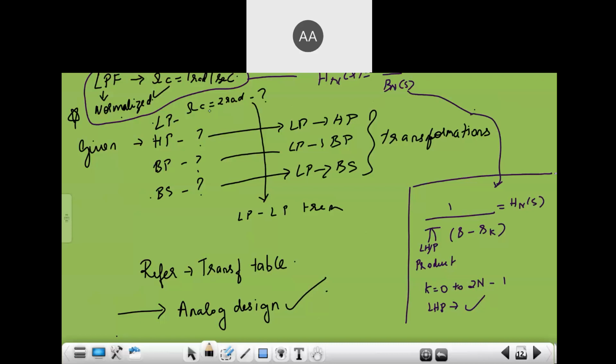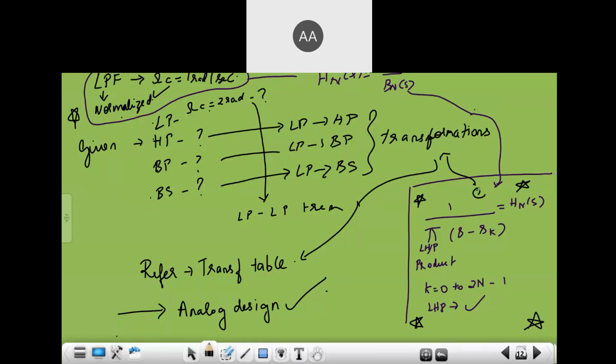So low pass to high pass, low pass to band pass, and all those things. For doing the transformation, there is a table which I will draw. If we are able to find out Hn of S, what we see here on the screen, it's very important. Then our job of designing the normalized filter is done. After that, we do the transformations into the respective high pass or band pass, referring to the table.